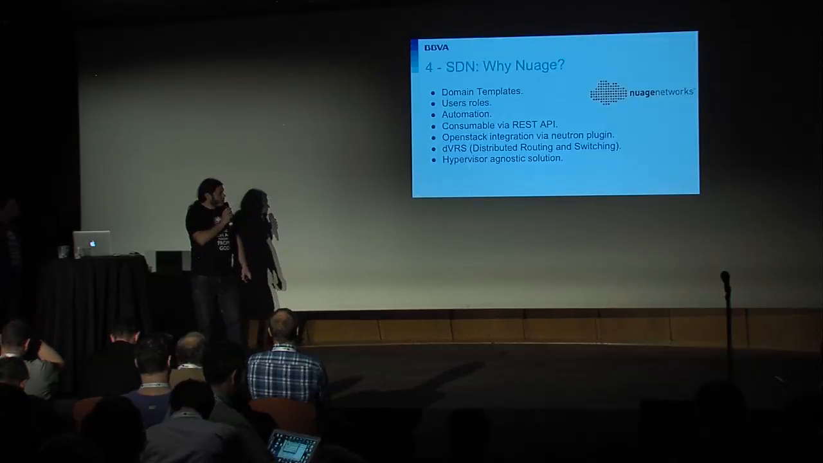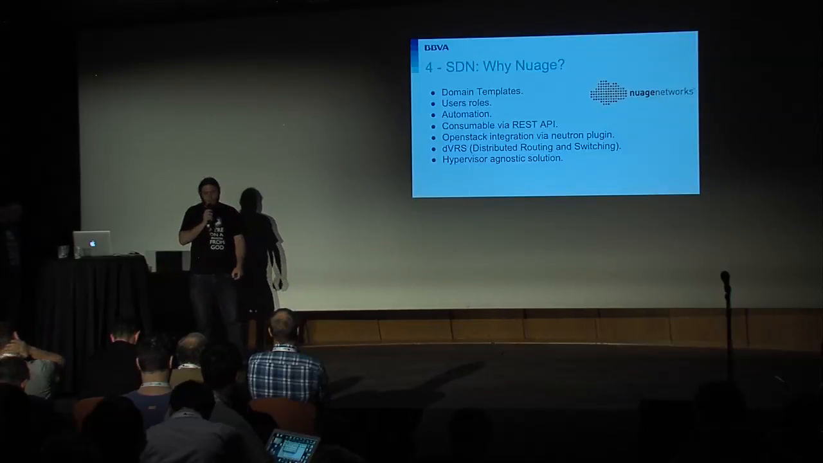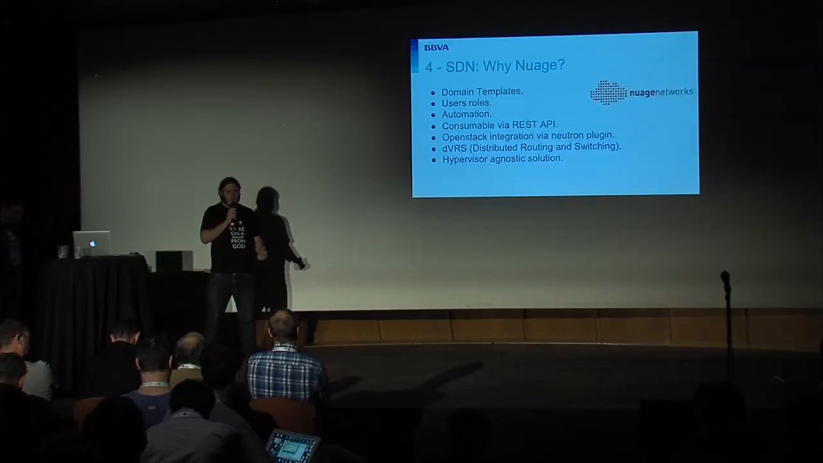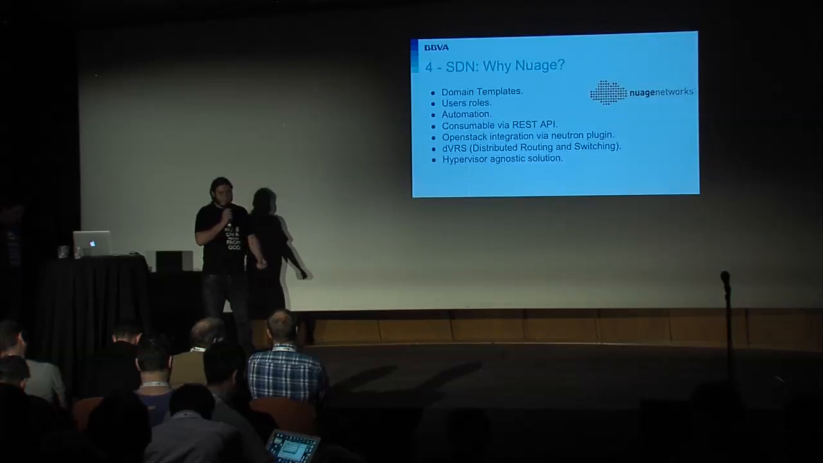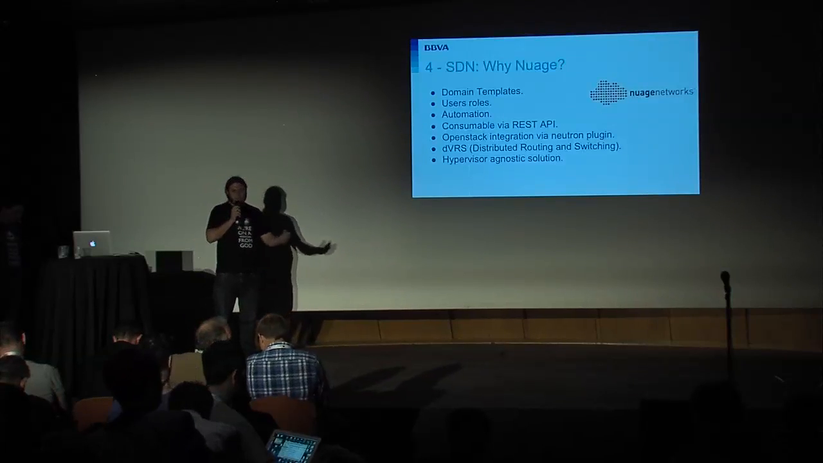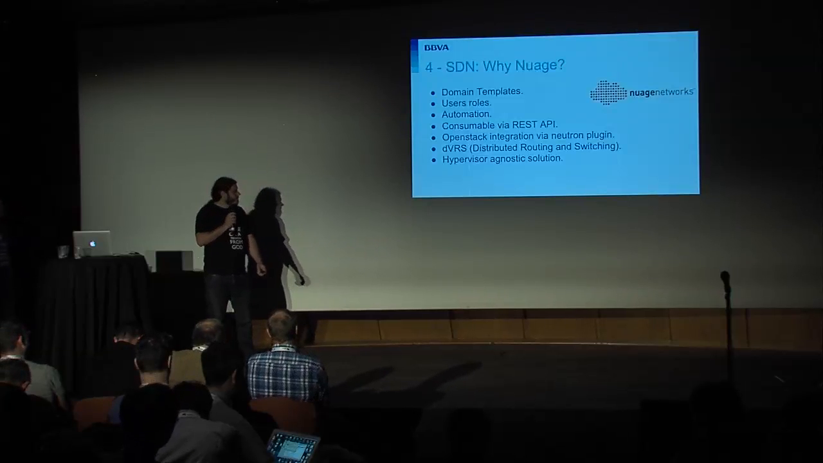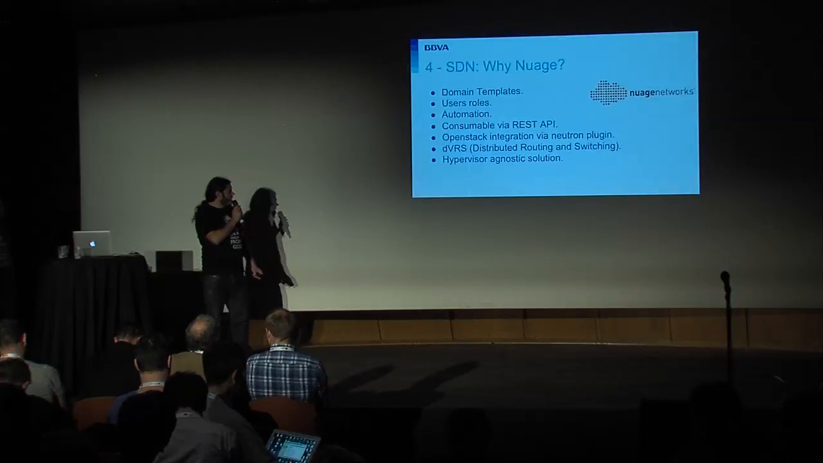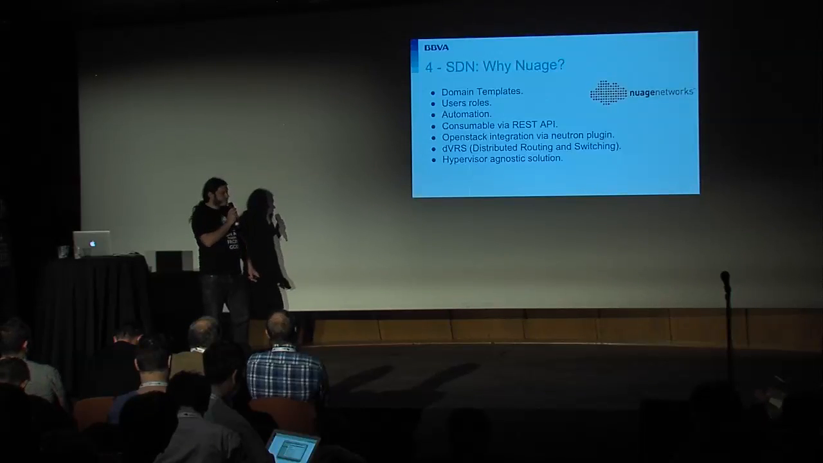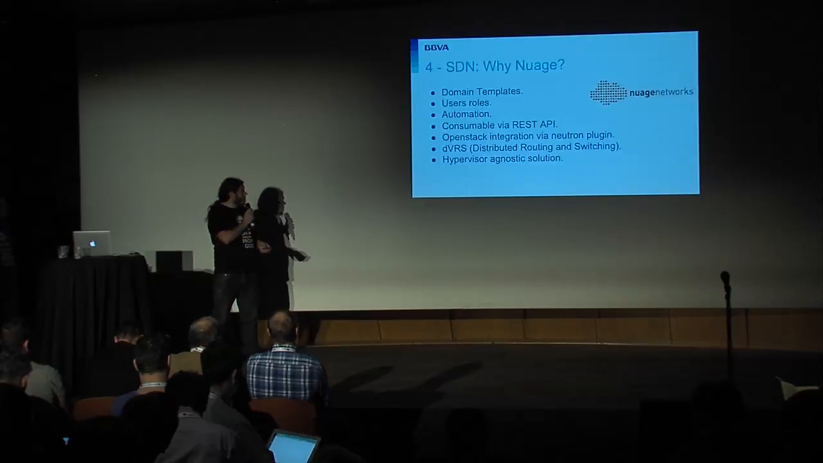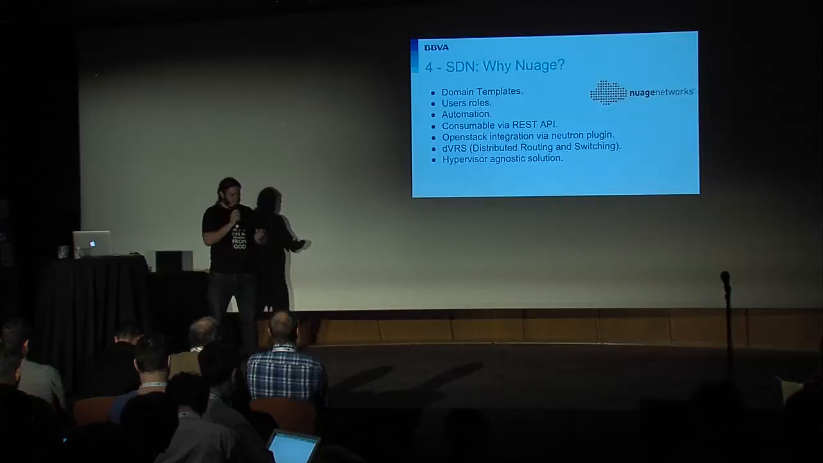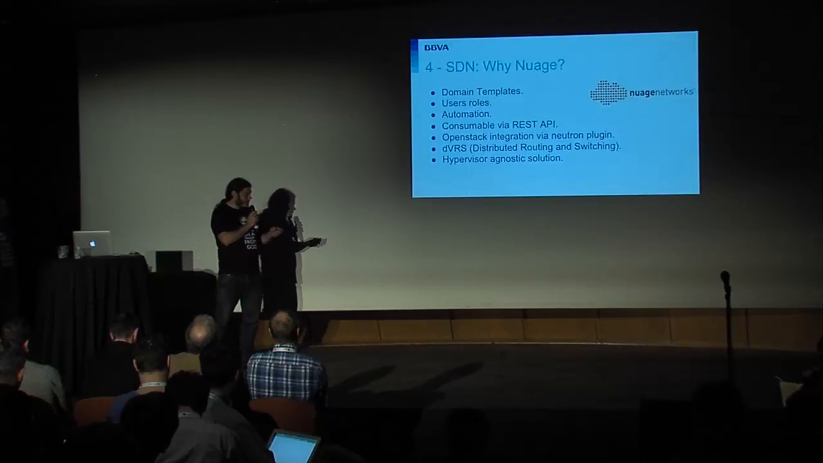It has distributed routing and switching, which is very powerful, and it eliminates the single point of failure of the Neutron network node and brings us the possibility to grow out with layer 3 communication, and it's hypervisor agnostic. That's important. And the integration is so easy via a Neutron plugin. And we start to explain in more detail in the next slides.